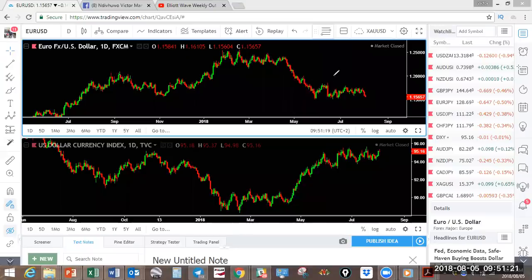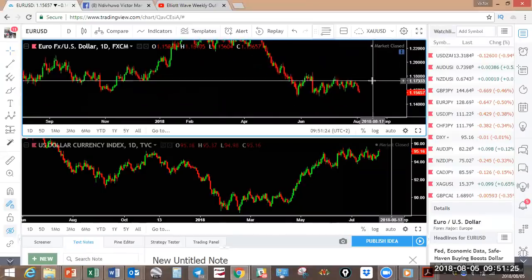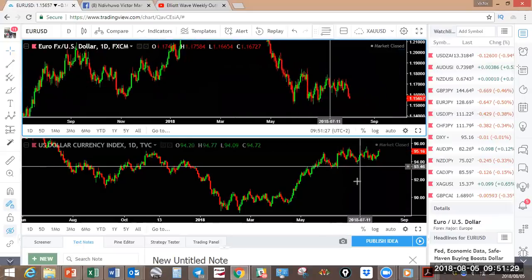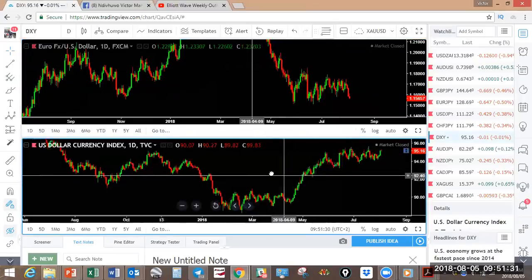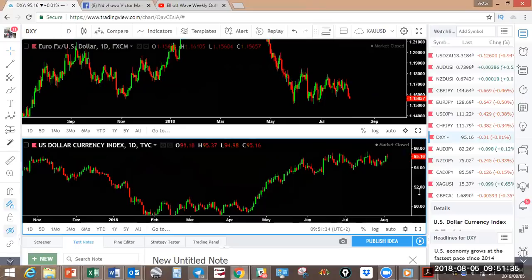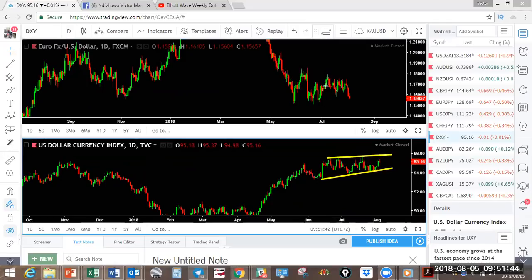So last week I said, when you look at correlation, the one pair can give you a better structure than the other. And I'm just going to zoom here on the daily on both pairs. Bottom is the DXY. So the DXY last week, we were looking at this one as an ending diagonal. You see here, you don't necessarily have a clear structure on Euro US dollar, but you can see a clear ending diagonal on the dollar index.